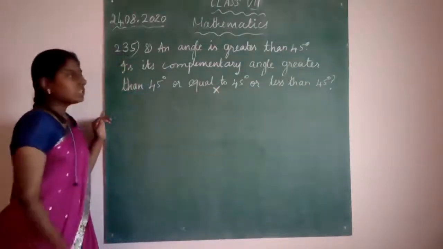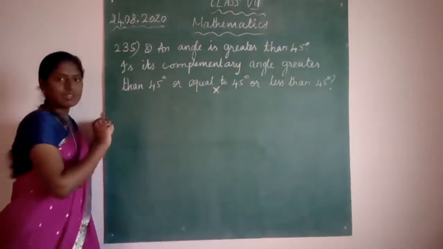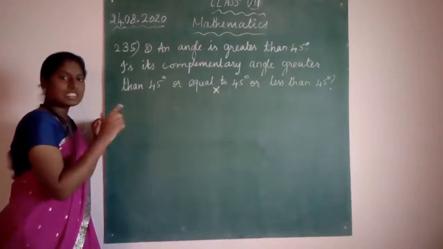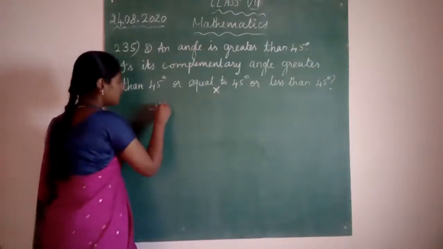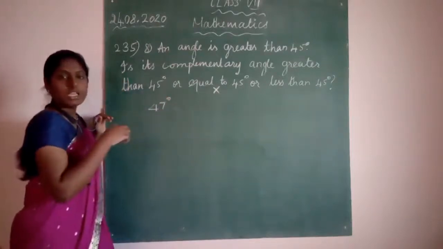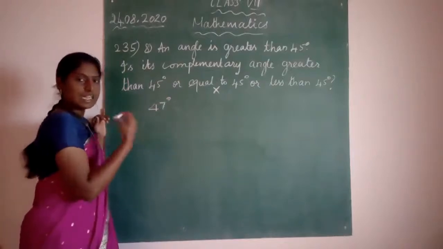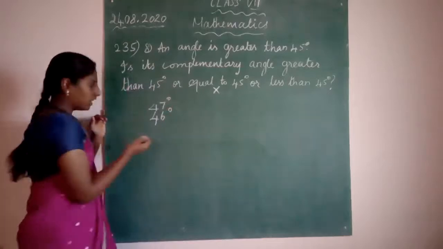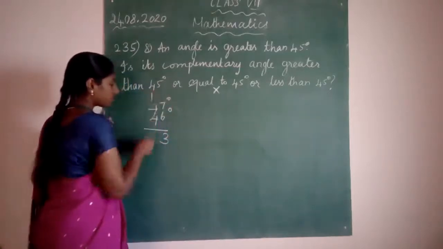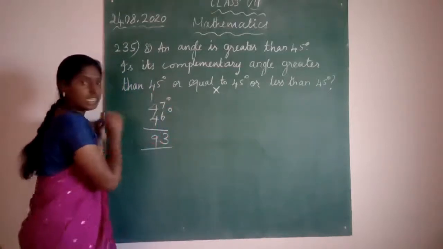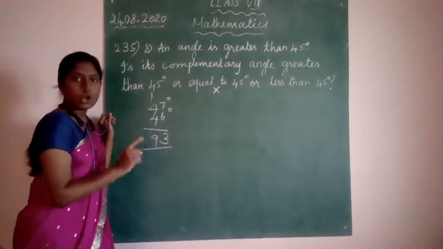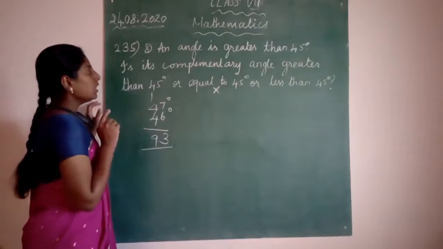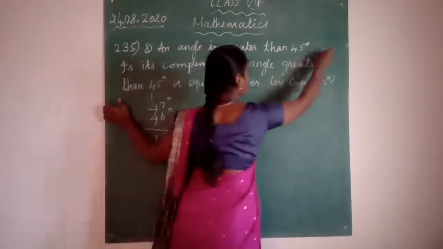So what about the first case? Will it be greater than 45 degrees? One angle is already greater than 45 degrees. For example, let it be 47 degrees. If I take one more angle which is greater than 45, simply for example, what is this actually? This is 93. This is not complementary. Is it clear? So this is also not possible.